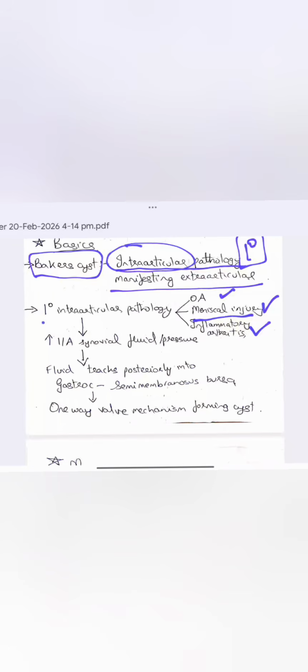So the primary intra-articular pathology is always inside the knee, due to which the intra-articular synovial fluid pressure increases. Due to this, the fluid tracks posteriorly into the bursa between the gastrocnemius and semimembranosus. We are going to understand this clinically along with figuratively all together in this video. This mechanism is a one-way valve mechanism forming the cyst.